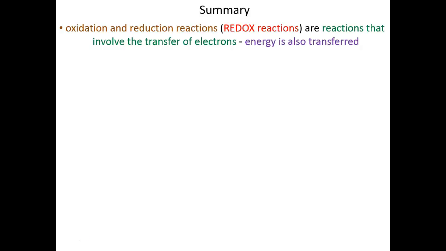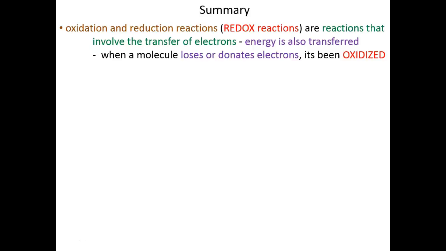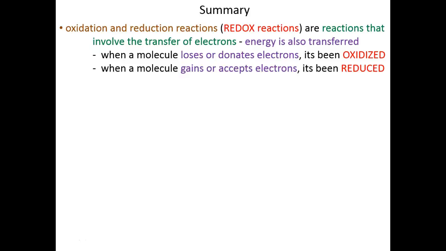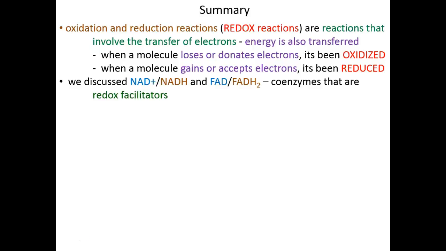We talked about redox reactions, reactions that involve the transfer of electrons as a means by which we can transfer energy, and we used zinc and copper as our primary example. Whenever a molecule, any molecule, loses or donates electrons, we say that that molecule has been oxidized, and when another molecule has accepted or gained those electrons, that molecule has been reduced. We talked about half reactions of oxidation-reduction reactions as a mechanism for tracking those electrons, and then we moved on to the coenzymes we will encounter again and again, NAD and FAD. These are redox facilitators.